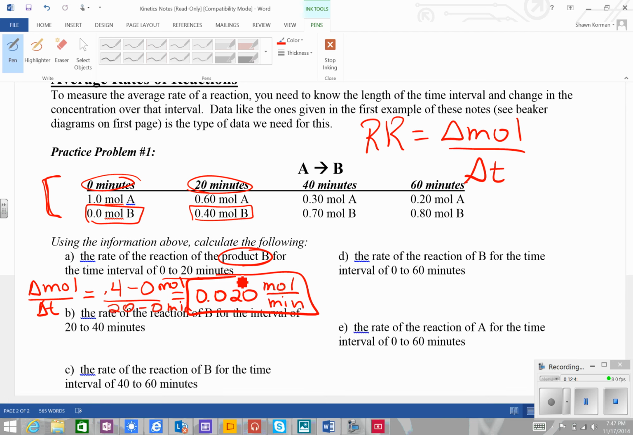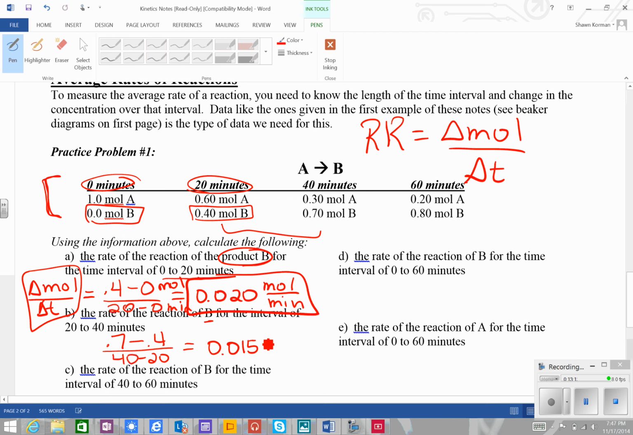Now take a look at the second one. I've kind of written over it. I apologize. So same equation. Okay, we're going to do change in moles over change in time, this time from 20 to 40. And this again is B. So we're going to do 0.7 minus 0.4 divided by 40 minus 20. And when we do that, we get a new rate of 0.015 moles per minute.